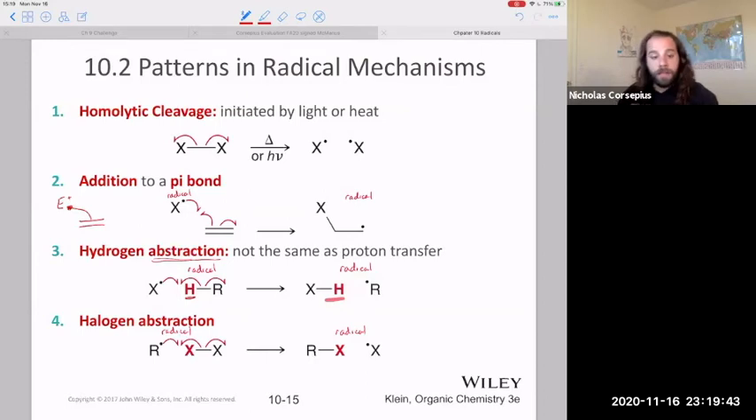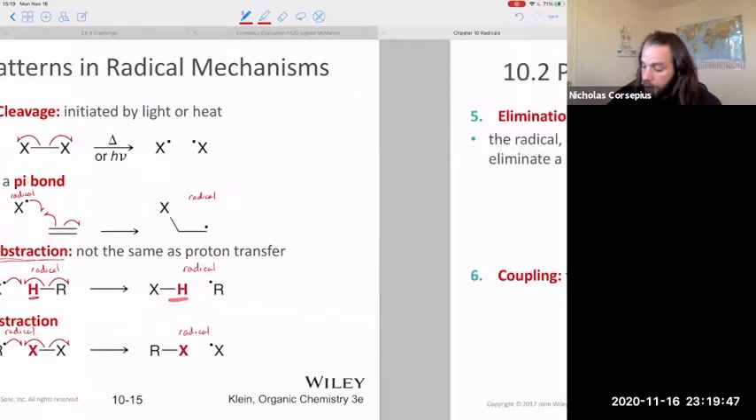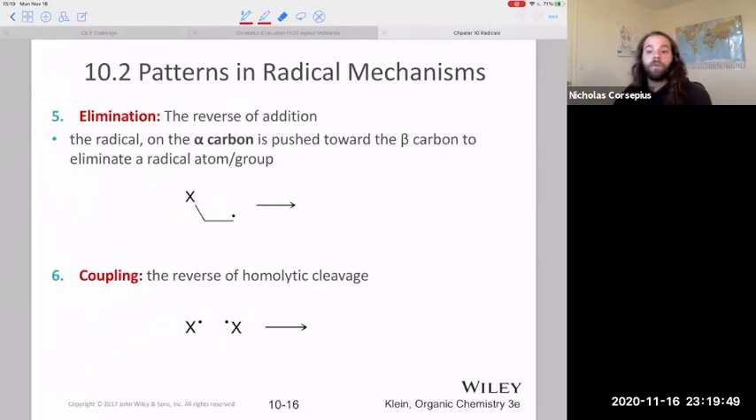Okay. The next one is the opposite of the addition for number 2. It is an elimination that you see with a radical. So let's see what the answer looks like and see if we can get there logically as to what's happening here. So it's elimination, right? So you're going to get rid of one of these substituents, a leaving group, and you're going to be left with a double bond. How does that pi bond form homolytically?